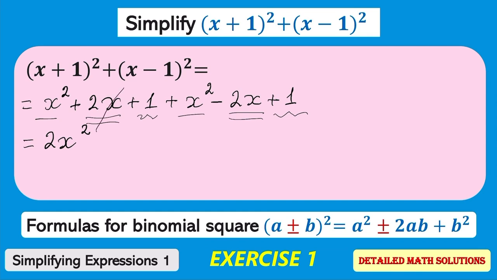I'm going to cross them out to show that they cancel out, and I'm not going to write the 0. And then finally we have 1 plus 1, which equals 2. Therefore, when simplified, this expression equals 2x squared plus 2.